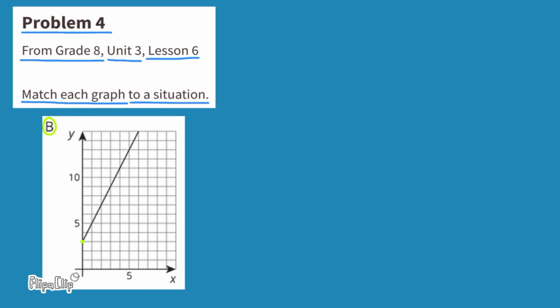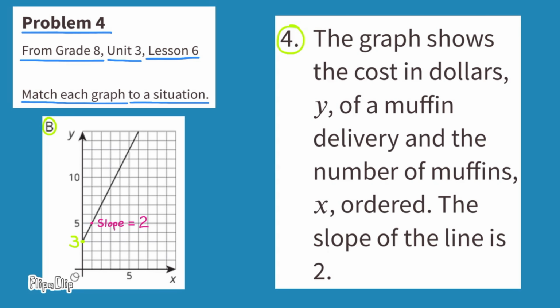Let's take a look at graph B. The y-intercept for graph B is 3. Let's find the slope of this line. The rise is 2 and the run is 1. So that would be 2/1, and 2/1 is 2 divided by 1, or 2. Let's look for a situation that has a y-intercept of 3 and or a slope of 2. The slope of the line for situation number 4 is 2. Graph B matches up with situation number 4.